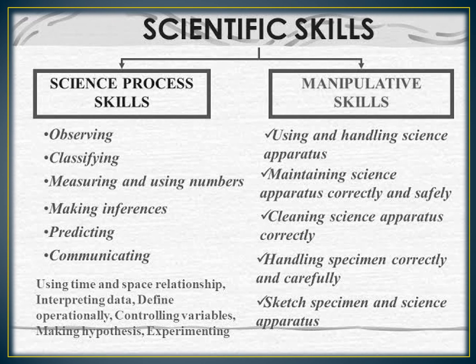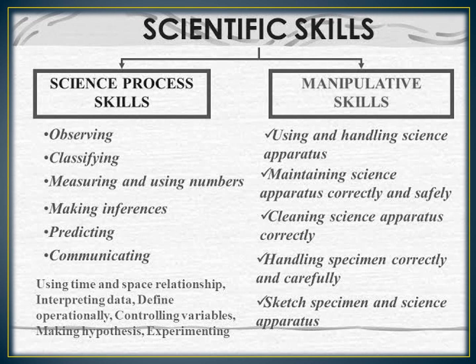So let's start with the first component, the science process skills. When we say science process skills, this is the use of time and space relationship. This includes interpreting data, defining operationally, controlling variables, making hypotheses, and experimenting. The following are the steps involved in science process skills: observing, classifying, measuring and using numbers, making inferences, predicting, and lastly, communicating.